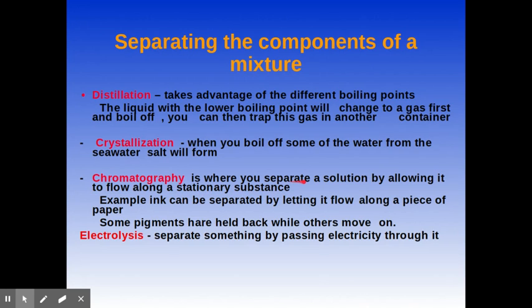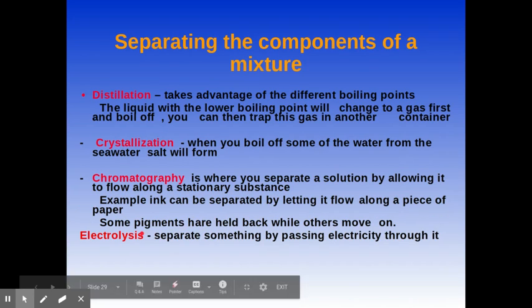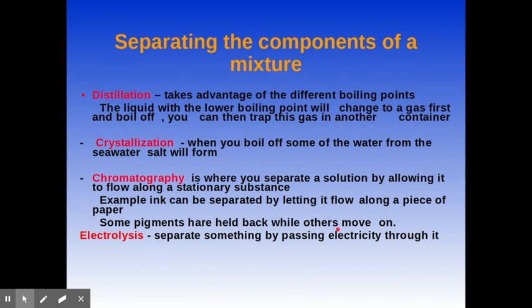Then you've got chromatography. Chromatography is where you're going to separate a solution by allowing it to flow along a stationary substance. So you're going to try this at home with your coffee filters that we send home. That's going to be your stationary substance. We're going to use some ink. Hopefully, you have some black markers at home, and you're going to separate it by letting it flow along that piece of coffee filter. Some of the pigments are going to move at different rates. So some are going to stay at the bottom and some are going to move up faster.